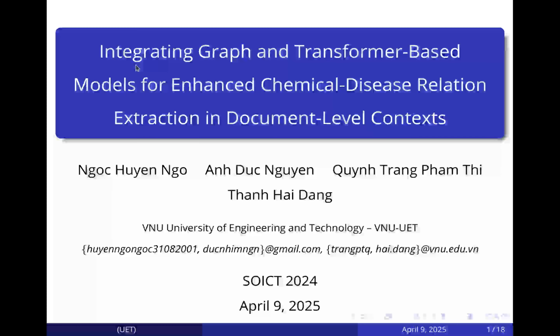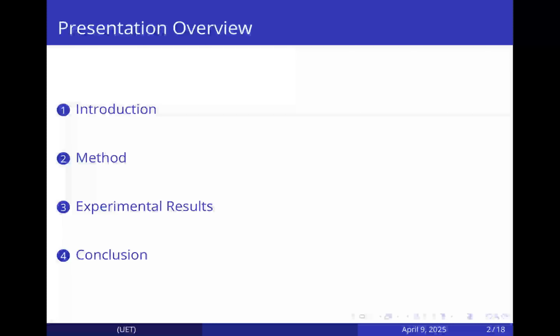So now I will present our work on integrating graph and transformer-based models for enhanced chemical disease relation extraction in document level context. So now let's begin. Our presentation today will follow this structure. The first is introduction, the second is method, the next is experimental results, and finally is conclusion.